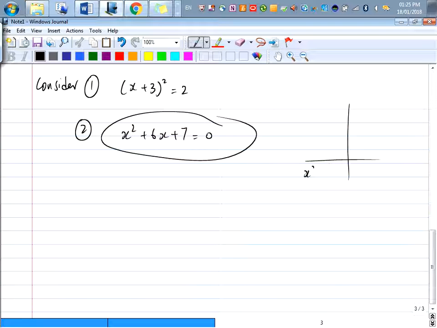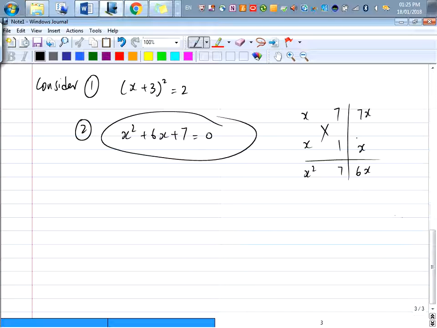The grid: x squared, 7, and 6x. So obviously this must be x and x. Oh, 7 is a prime number. I don't have a choice. It has to be 7 and 1. So over here I get x and 7x. Okay, looks good. Hey, wait, but 7x plus x, do I get 6x?